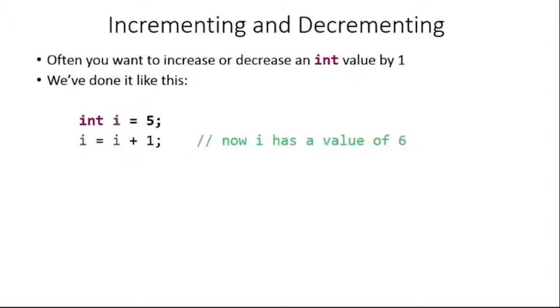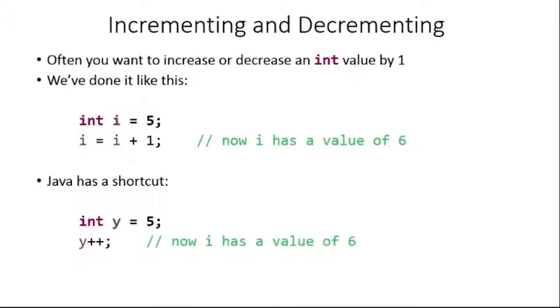Now it's pretty simple, and I'm sure you guys understand that at this point, and that's good. But Java basically made a shortcut. So this is what they decided. So now we have a new variable y of type int, initial value 5, and this is now the shortcut for incrementing by 1. So it's plus plus. So y plus plus essentially does the same thing as I gets I plus 1 down here. So we've increased y's value by 1. So now y has a value of 6.